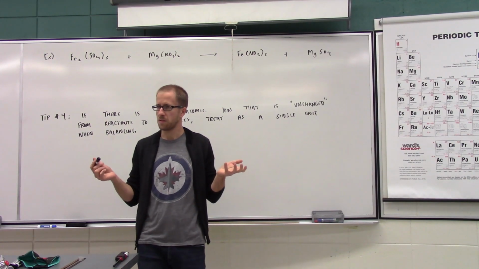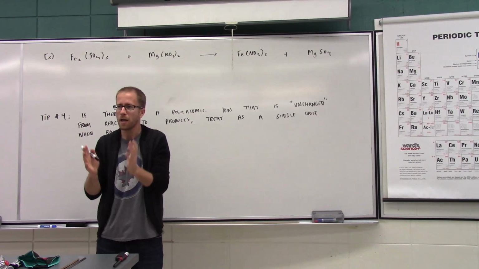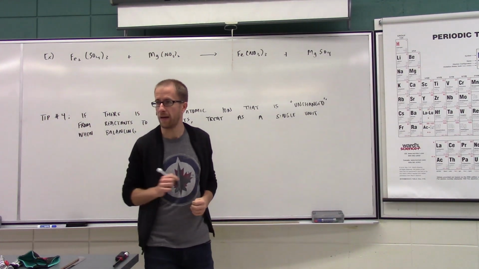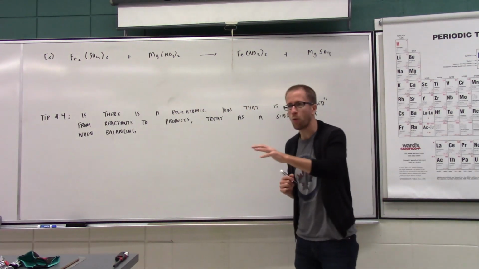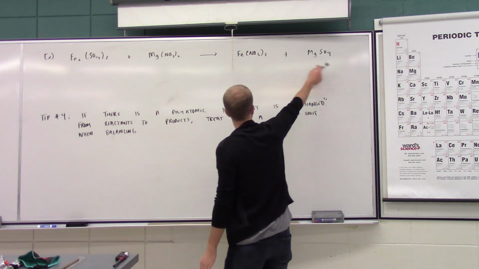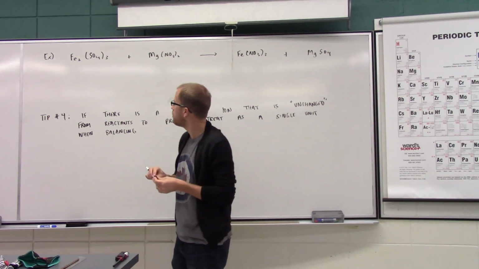Not the number of atoms. In the chemical equation, the number of atoms needs to balance. I'm talking about an ionic compound: what balances out? The charge balances out. And that's why this little trick works. So if you have a polyatomic ion that remains unchanged, you can treat it as a single unit.